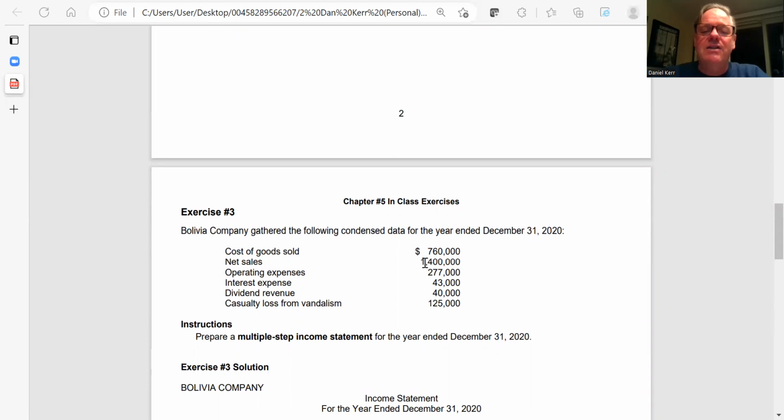So it's going to be net sales minus cost of goods sold. That's going to give us something called gross profit. From that, we're going to subtract out the operating expenses and get operating income. And then we have to consider other items of revenue, other items of expense, and put those in a separate section after income from operations.